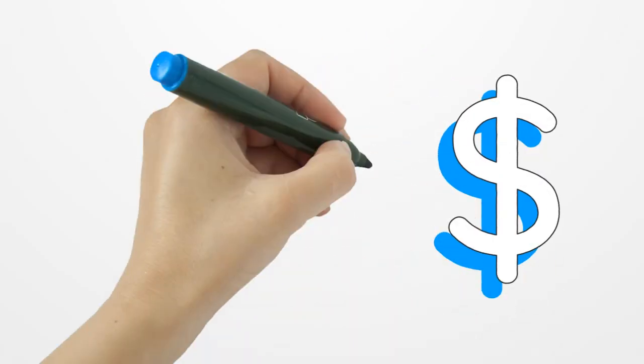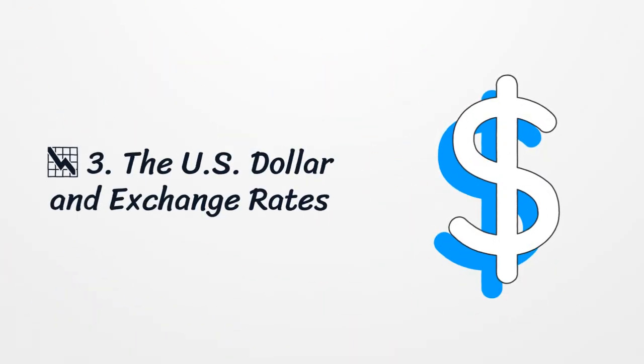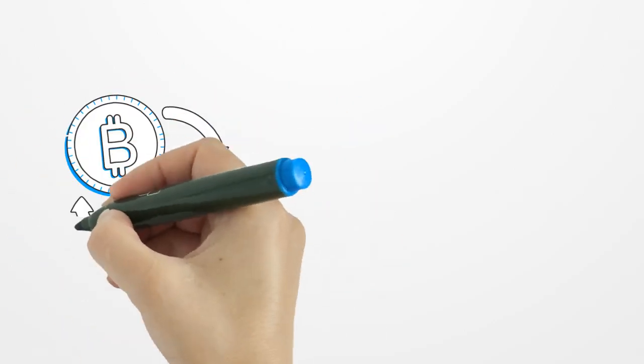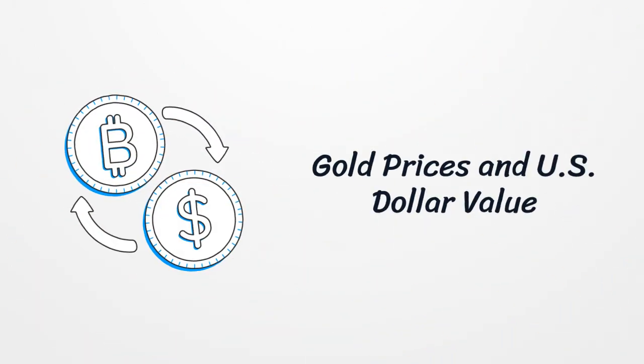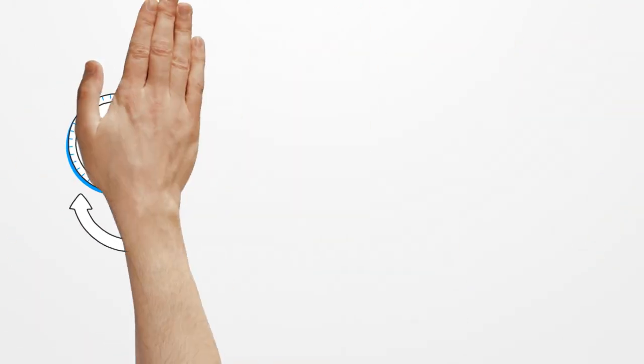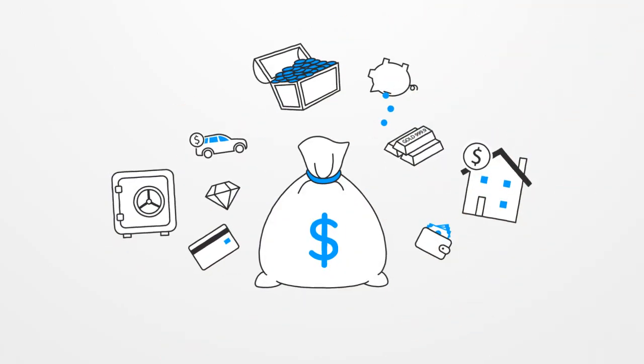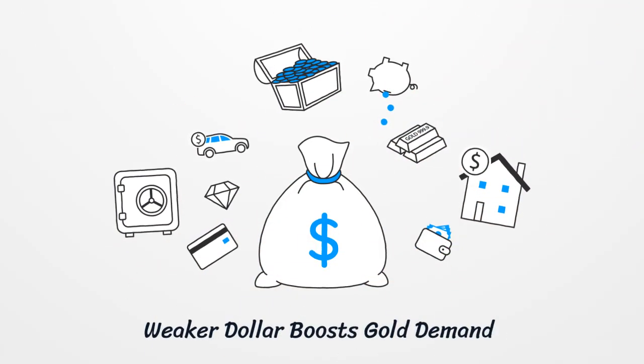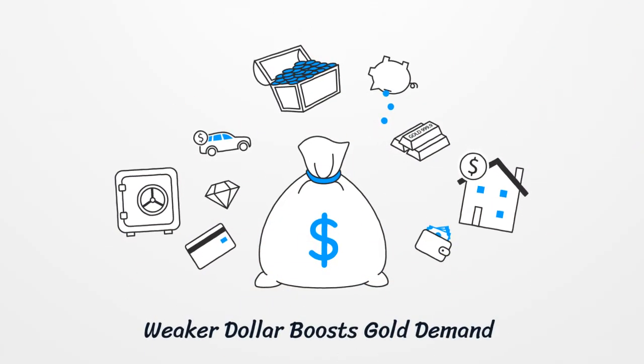Downward Trend 3. The U.S. dollar and exchange rates. Since gold is priced in U.S. dollars globally, it often moves inversely to the dollar's value. When the dollar weakens, gold becomes cheaper for investors holding other currencies, which increases demand.